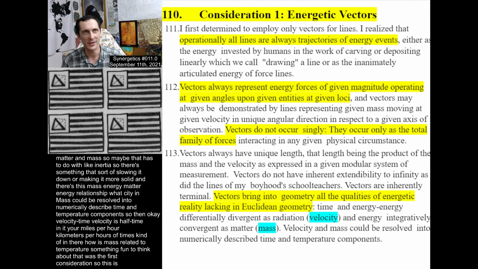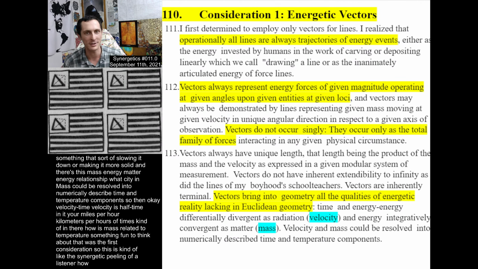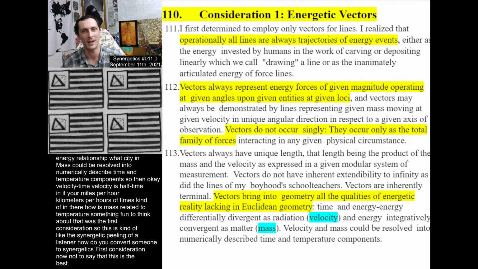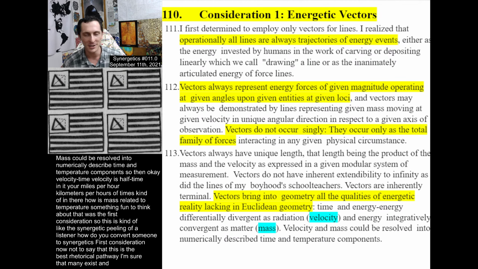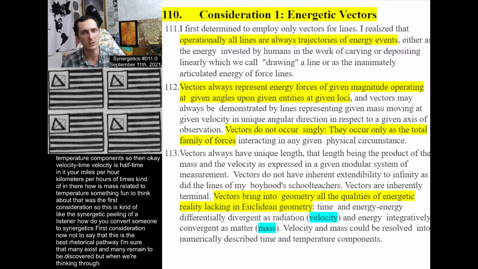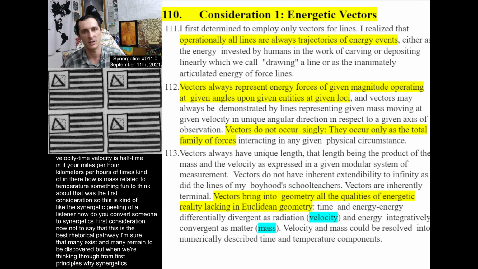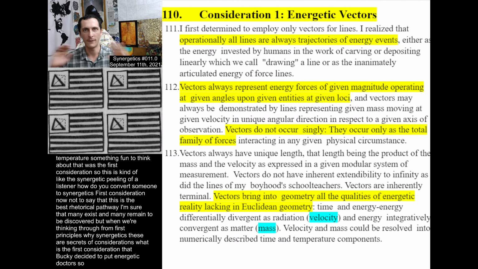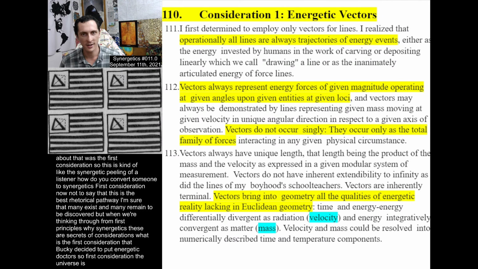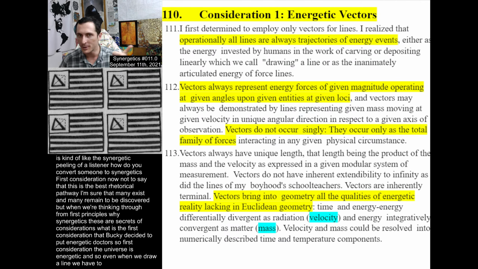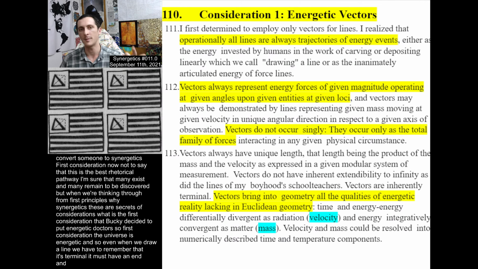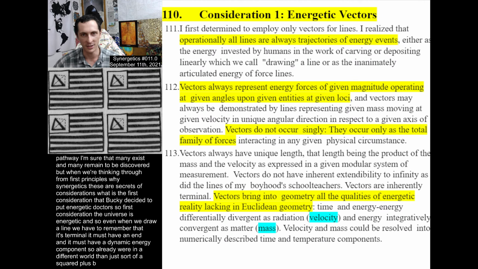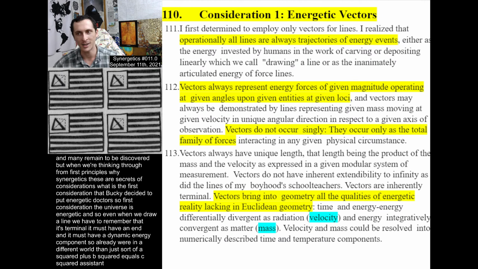So this is kind of like the synergetic pilling of a listener. How do you convert someone to synergetics? First consideration. Now, not to say that this is the best rhetorical pathway. I'm sure that many exist and many remain to be discovered. But when we're thinking through from first principles, why synergetics? These are a sequence of considerations. What is the first consideration that Bucky decided to put? Energetic vectors. So first consideration, the universe is energetic. And so even when we draw a line, we have to remember that it's terminal, it must have an end, and it must have a dynamic energy component. So already we're in a different world than just a squared plus b squared equals c squared. That's consistent within this dynamic energetic world.